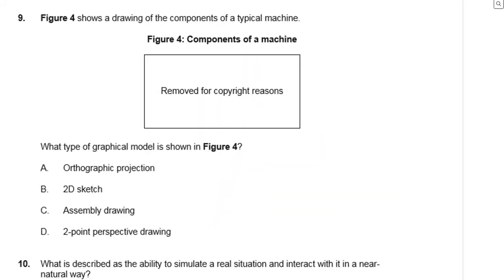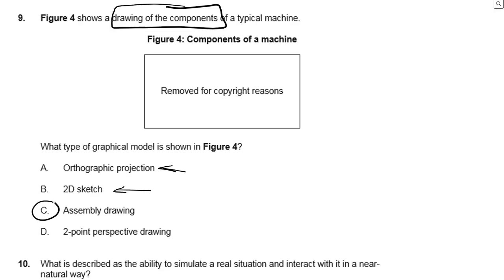We don't have the image, but we can sort of guess what type of graphical model is shown in figure 4. They say it's a drawing of the components of a typical machine, so immediately I'm thinking probably not orthographic. It's a bit too small. 2D sketch, no, you can't see all the components. It's most likely an assembly drawing, right? That's where we have all our components sitting together and it shows how these components fit together.